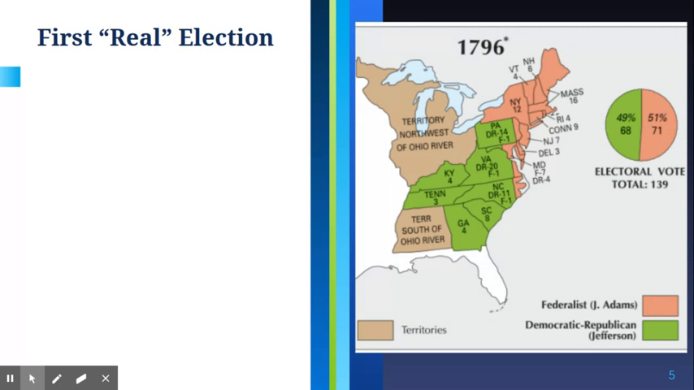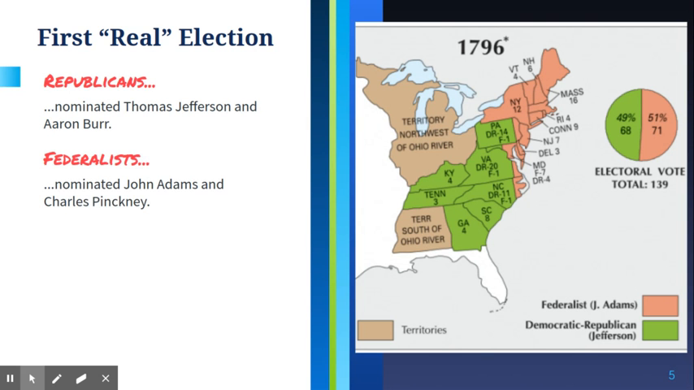So the first real election occurred in 1796 after George Washington left. As you can see, Republicans nominated Thomas Jefferson and Aaron Burr, and the Federalists nominated John Adams and Charles Pinckney. Back then, you nominated the people that you wanted to be president, and then you did the election. Whoever got the most votes became the president and then the vice president. So looking at this map, who do you think became president? And then who do you think became vice president?